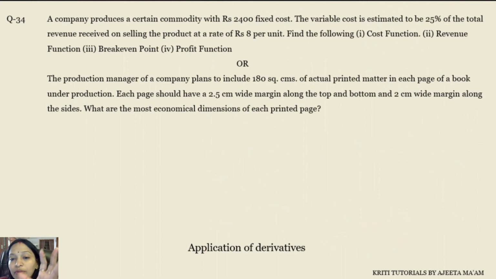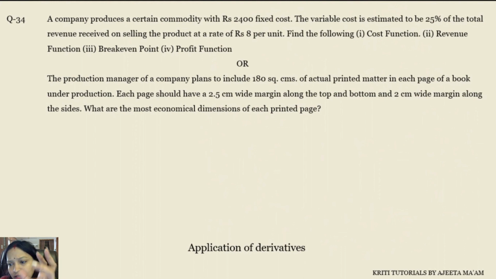Now here a company produces a certain commodity with rupees 2400 fixed cost. तो ये किसका क्वेश्चन हुआ? Application of derivatives का, economic applications का. Correct? Now the variable cost is estimated to be 25% of the total revenue received on selling the product at a rate of rupees 8 per unit. Now you have to find the cost function, revenue function and break even point and profit function.